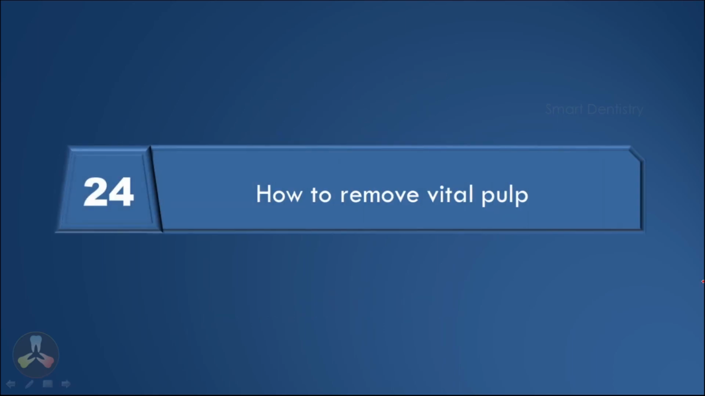Tip number 24. In many situations, especially in young patients, we may have to do root canal treatment. There is an easy technique by which we can remove the vital pulp completely without any remnants. Once we remove that, the remainder of the cleaning and shaping procedure becomes very easy, and the chances for success from root canal treatment are increased manifold.